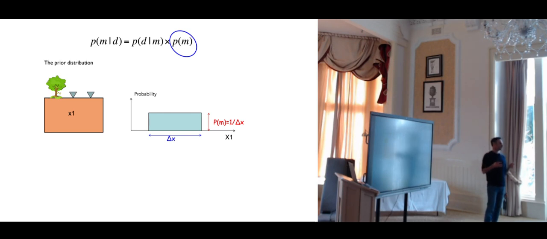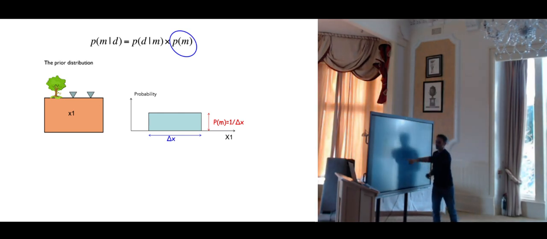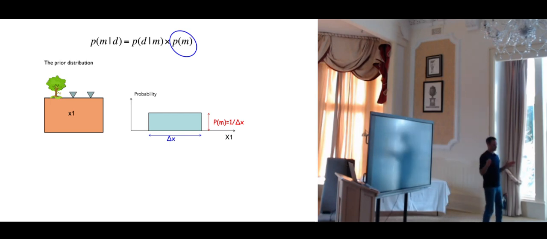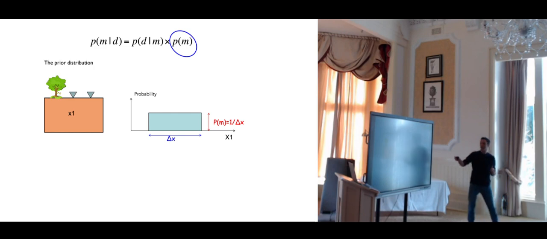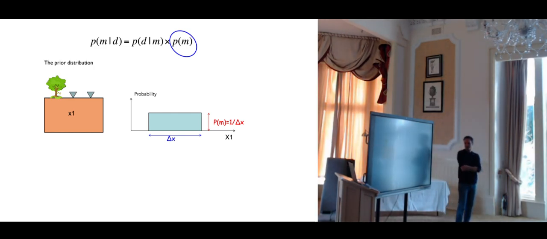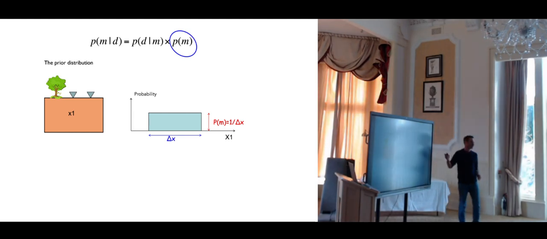It's a distribution, so it needs to integrate to 1. So if the minimum and the maximum value are x min and x max, the range of possibilities is delta x. That's the range of possibilities for my prior. So that means that because the integral of this uniform function needs to be 1, the probability of a single model is going to be 1 over delta x.